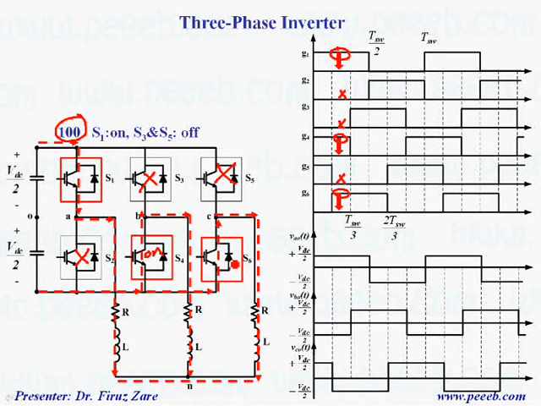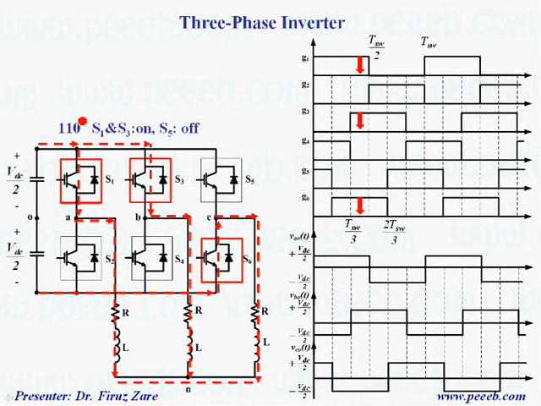Again, based on the direction of current, here is the current loop, and in this interval we can see that leg A again is connected to this point, that's why VAO is plus VDC over 2. Leg B is connected to this point, that's why the output voltage is negative VDC over 2. And leg C now is connected to this point, which is minus VDC over 2.